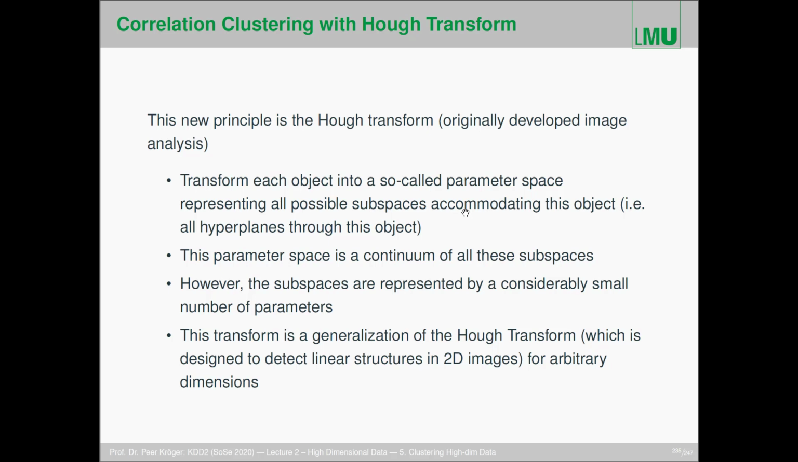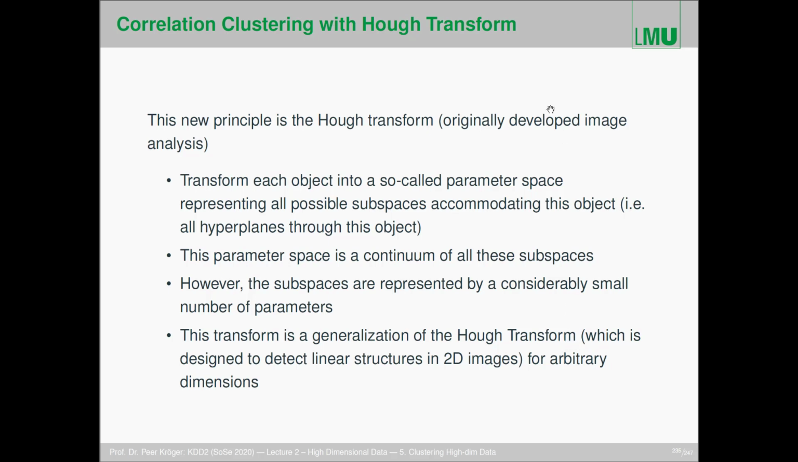But the parameter space represents all of those lines, all of those subspaces, all of those hyperplanes, by a considerably small number of parameters. That's the good news here. So even though it's an infinite number of subspaces, this infinite set of subspaces is represented by a fixed number of parameters. Actually, for d-dimensional original feature spaces, we have d parameters in the parameter space, so the parameter space is also d-dimensional. And this transformation is a generalization of the Hough transformation.